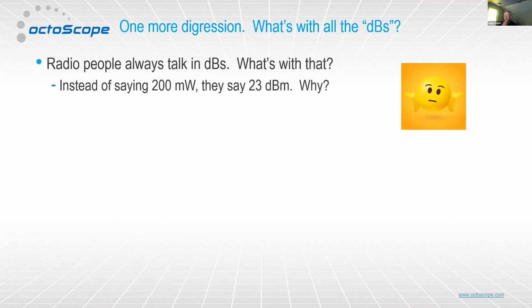Now, we just talked about all that stuff in terms of dBs, and I had mentioned dBs before, and I thought it might be useful for anybody here who's not a wireless engineer by training, you may kind of wonder why is it that we always talk about all this stuff in dBs, right? Instead of saying something like, hey, you can transmit 200 milliwatts, people will say, well, you can transmit 23 dBm. So why is that?